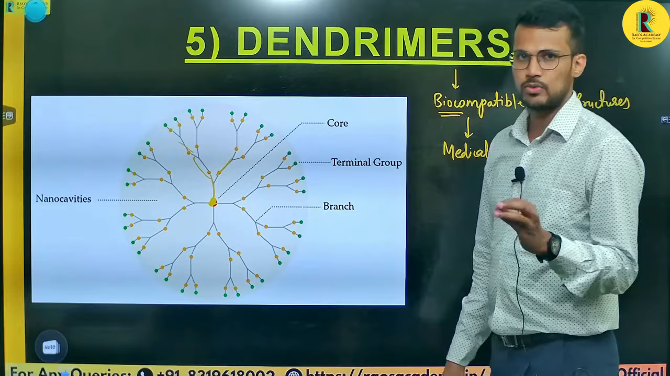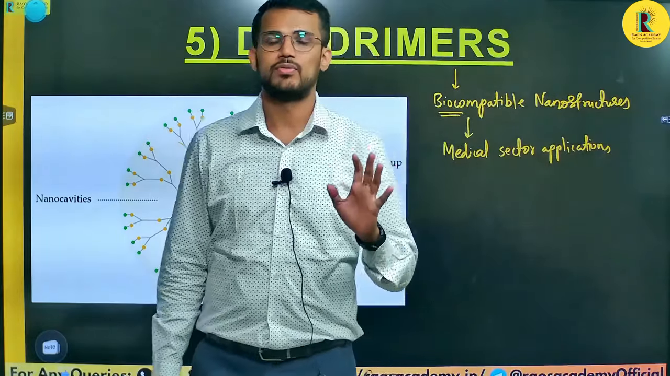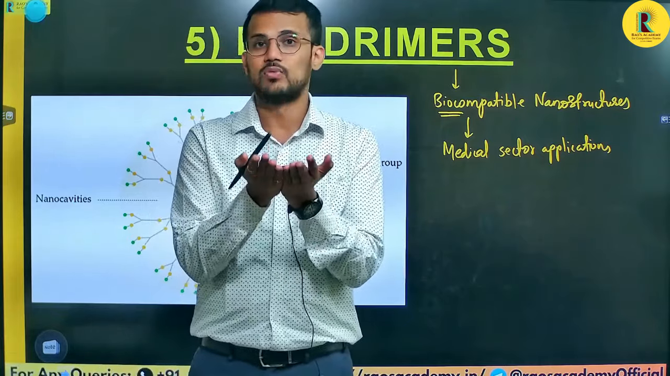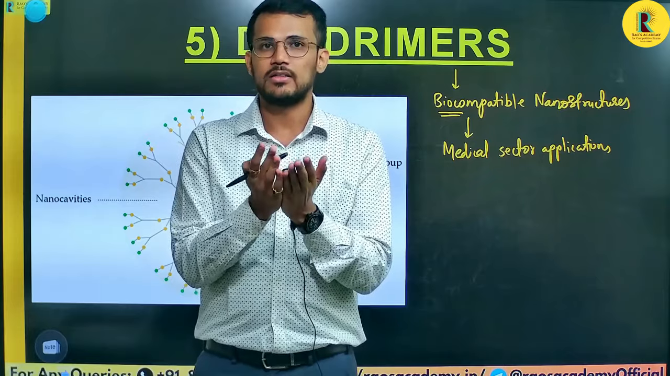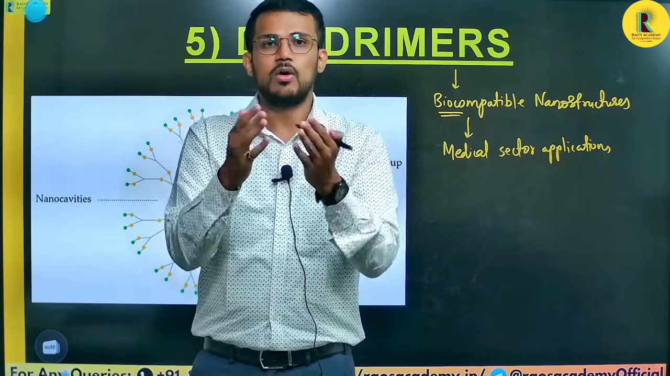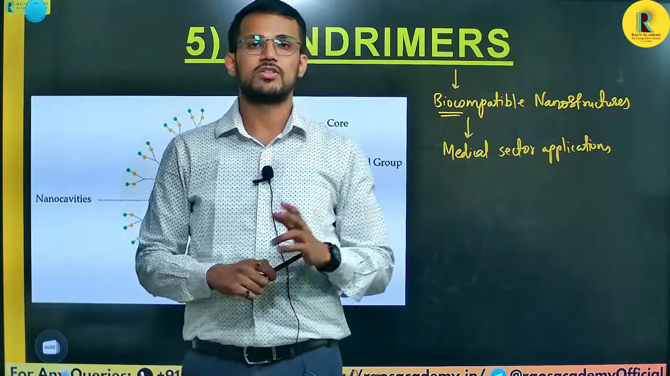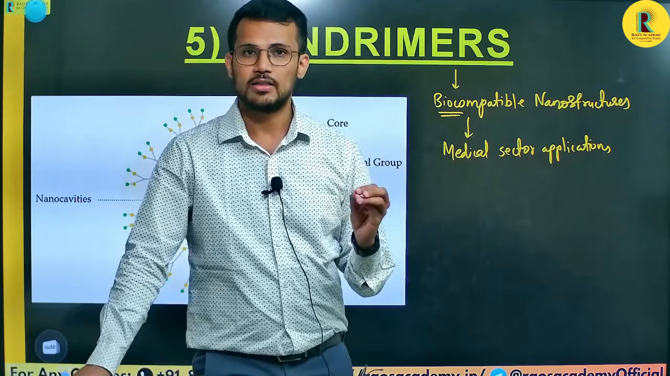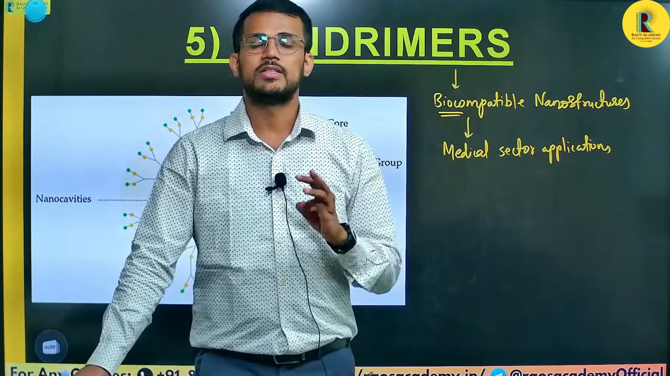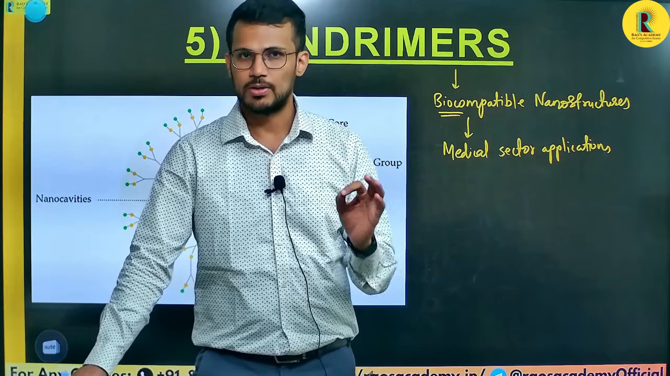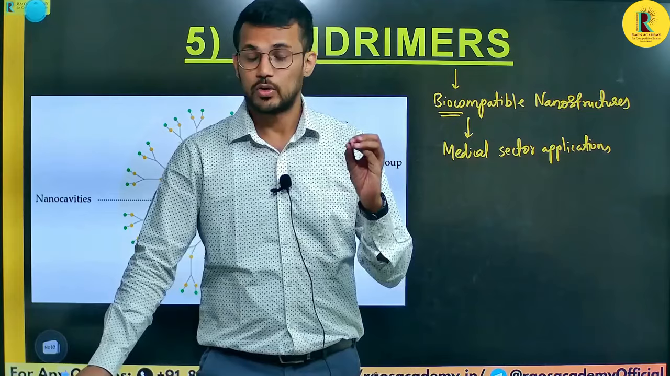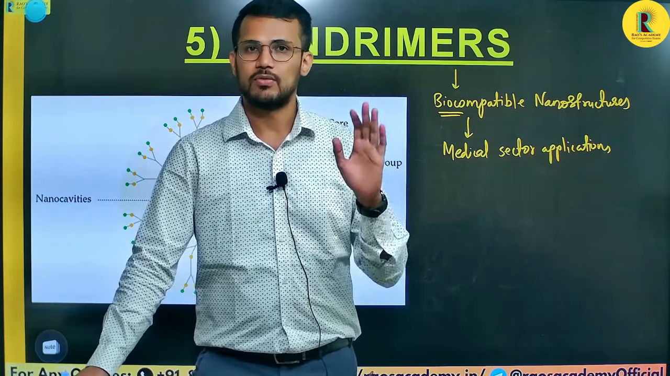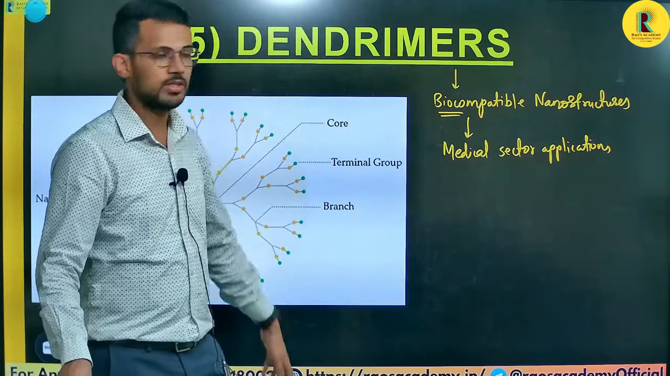Clear? I hope nanostructures are clear to you. We have discussed 5 different types of nanostructures. Firstly, we discussed graphene, which is in the form of a nanosheet, and it has very high strength, very high electric and thermal conductivity. Then when you roll up graphene, what do you get? You get carbon nanotubes. So the second structure that we discussed was carbon nanotubes. Carbon nanotubes also have high strength, high thermal and electrical conductivity. Thirdly, we discussed fullerenes, one of the allotropes of carbon. Fourthly, we discussed quantum dots, which are in the form of nanocrystals, semiconductor nanocrystals they are. And fifthly, we discussed dendrimers. I hope this is clear to you.